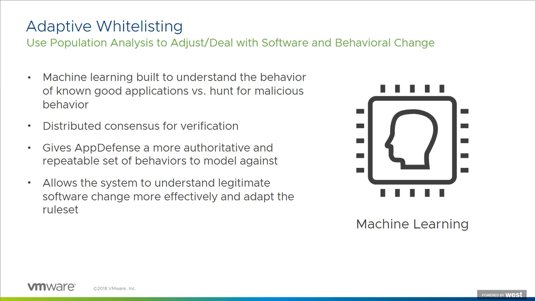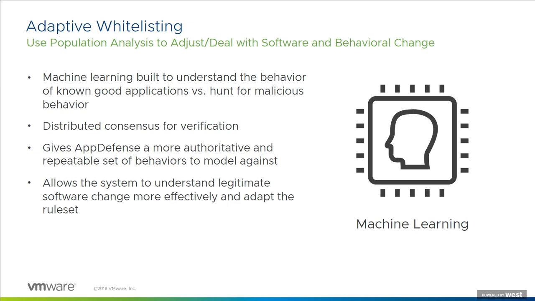What we are actually doing with every AppDefense implementation is creating this concept of distributed consensus. So if we've got 1,000 customers deploying AppDefense, we have visibility into each of those deployments of AppDefense, and we can feed that visibility into the machine learning. So thereby our machine learning has a high fidelity of information within it, which means that we can provide back to you a really strong, authoritative, and repeatable set of behaviors that we can model against.